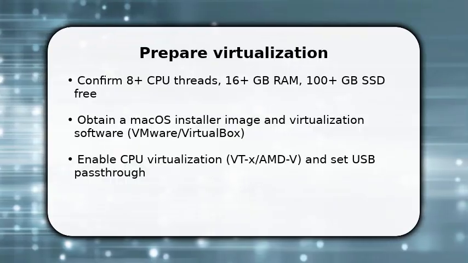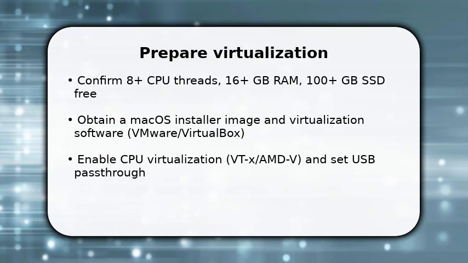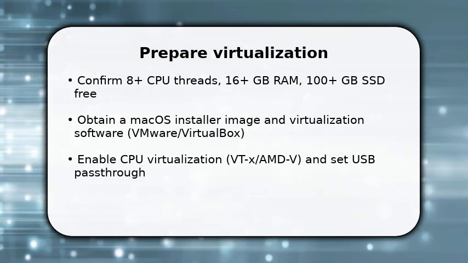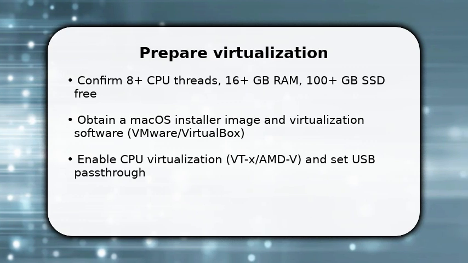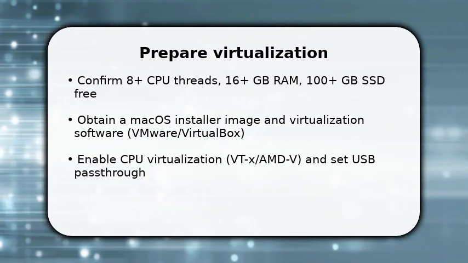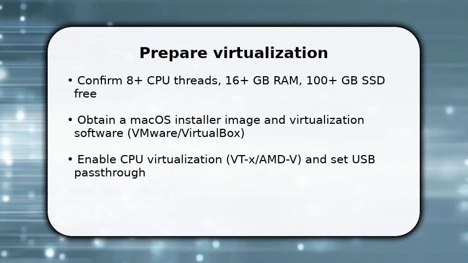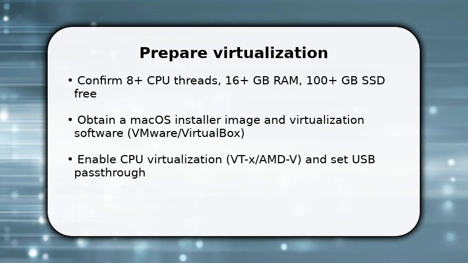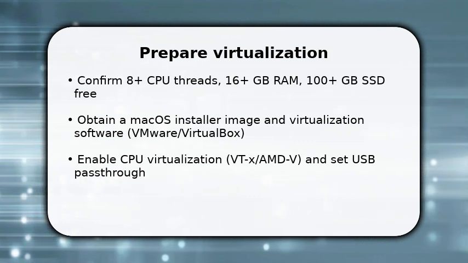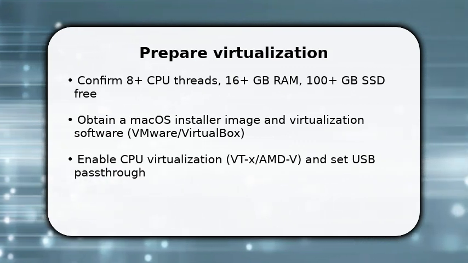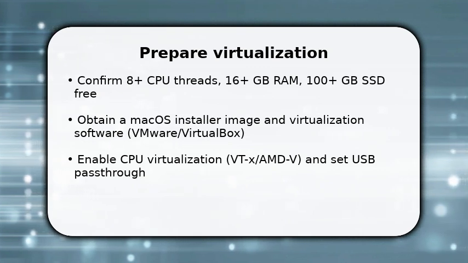You start by preparing your Windows PC to host Mac OS so Mainstage can run. First, free up resources. Allocate at least 8 CPU threads and 16 GB RAM and reserve 100 GB SSD. Next, install virtualization software and add the Mac OS installer image. This lets you boot native Mac OS in a controlled environment.